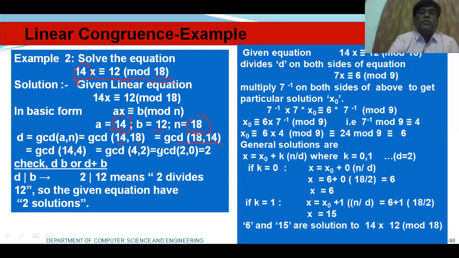This is equal to GCD of 14 comma the remainder after dividing 18 by 14, which is 4. Now this can be written as GCD of 4 and the remainder of dividing 14 by 4, which is 2. Now this can be written as GCD of 2 comma 0. The remainder after dividing 4 by 2 is 0. So finally the GCD of 14 comma 18, or a comma n, is 2. This is the d value. Now d is equal to 2.